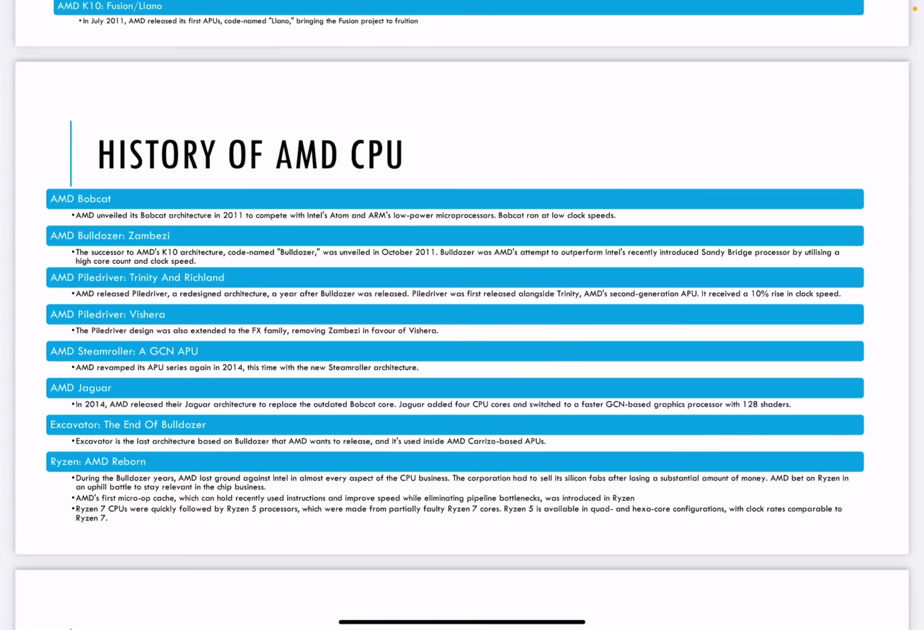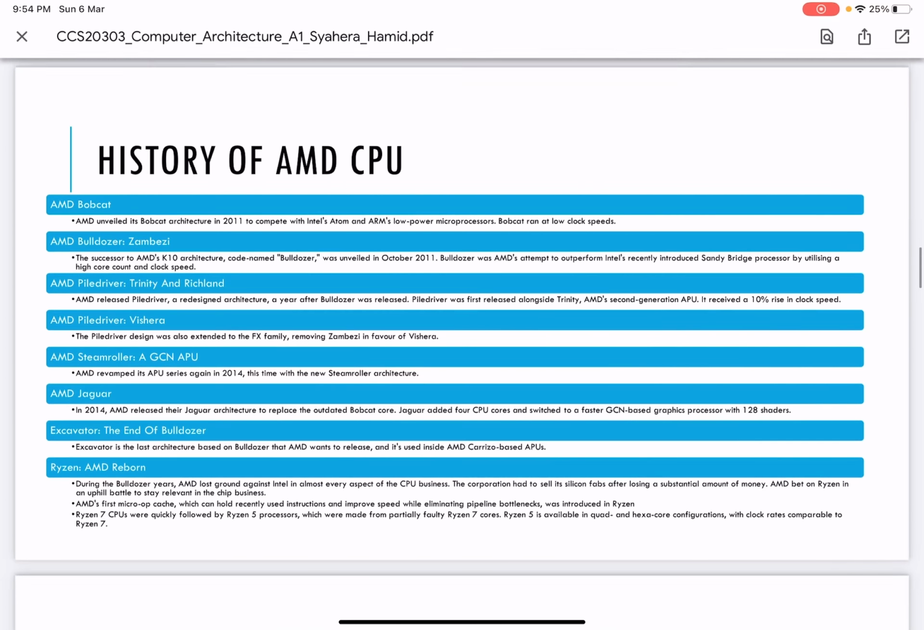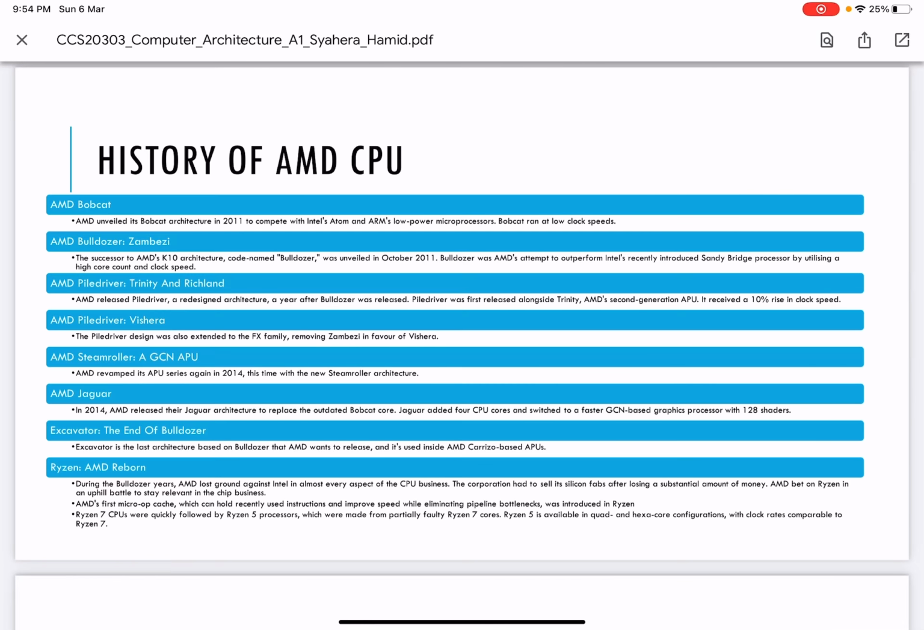AMD Bulldozer, Zambezi, Piledriver, Trinity, Richland, AMD Piledriver Vishera, and then in 2014 the AMD Steamroller, GCN APU, AMD Jaguar to replace the outdated Bobcat core, Excavator, the end of the Bulldozer, and then lastly the Ryzen, AMD Zen.